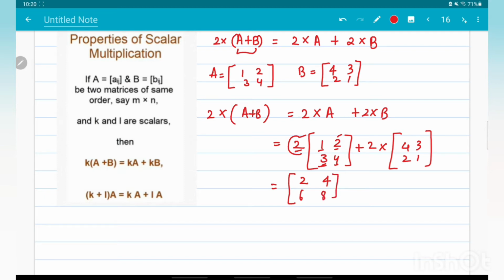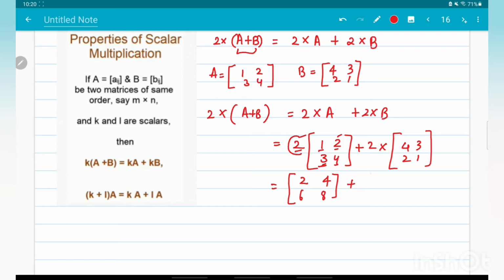Okay, so it's like a basic multiplication only. Whenever they ask us to multiply a constant number with a whole matrix, we have to multiply all the elements of that matrix with that particular number. So that is what I've done. 2 ones are 2, 2 twos are 4, 2 threes are 6, and 2 fours are 8.